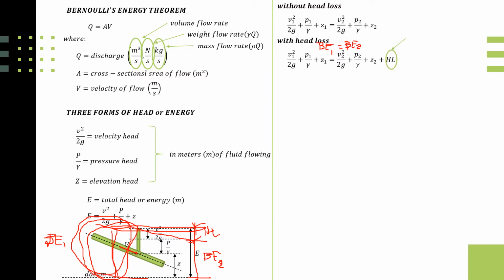So, next na tayo. Ayan. Yan si head loss, HL. Okay? Next, Q1 is equal to Q2 is equal to Q3. That is for continuous flow.